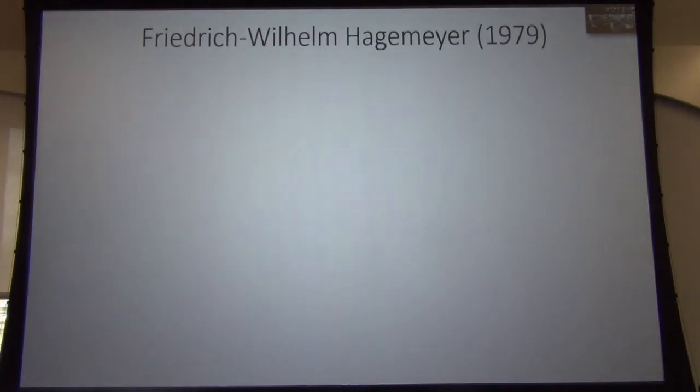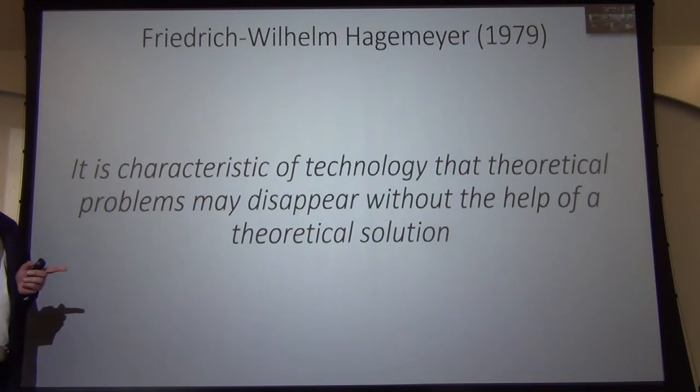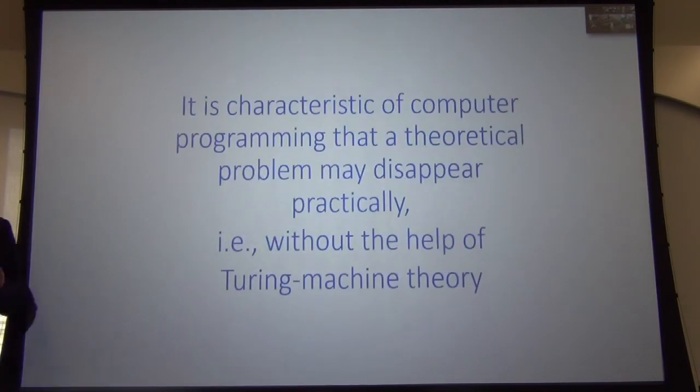So, Hagemeyer said something very interesting. It is characteristic of technology that theoretical problems may disappear without the help of a theoretical solution. So if I recast that in the present context, we get this. It is characteristic of computer programming that a theoretical problem may disappear practically, that is, without the help of Turing machine theory.